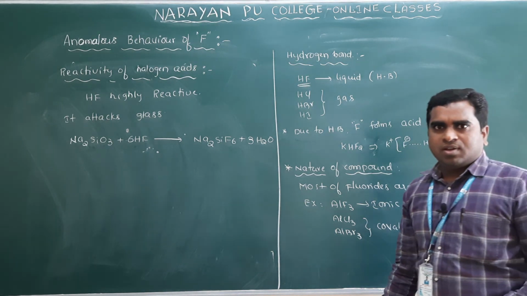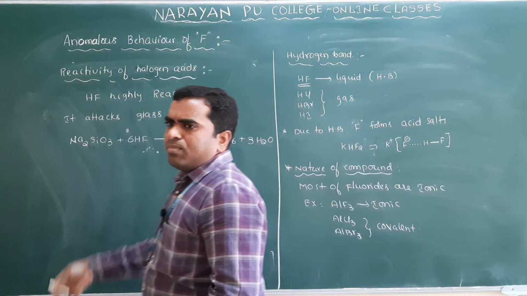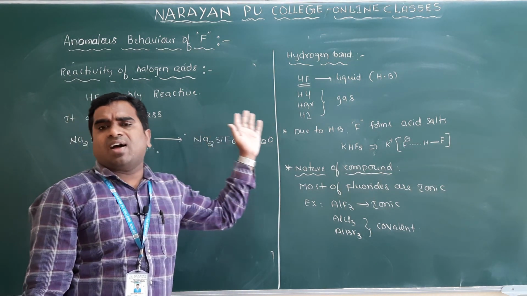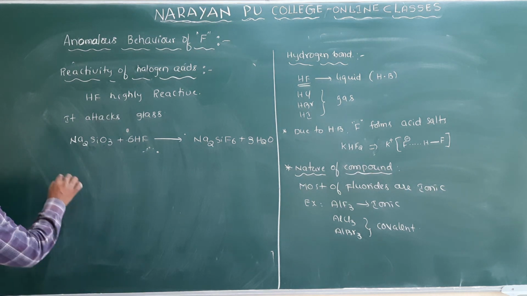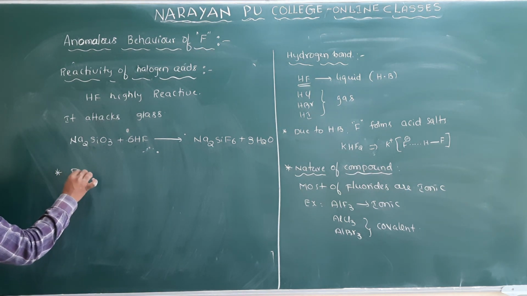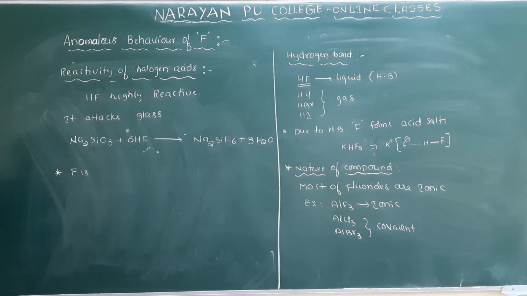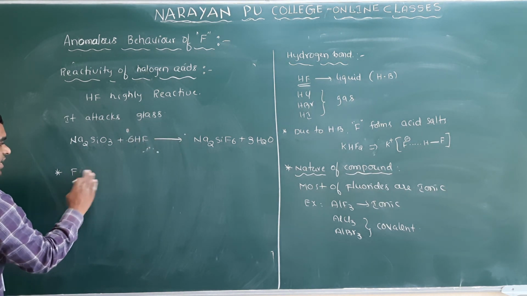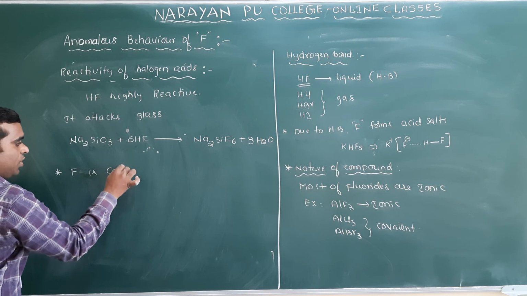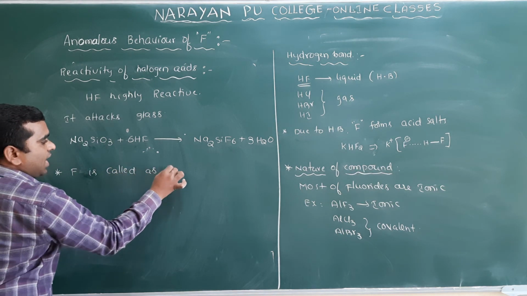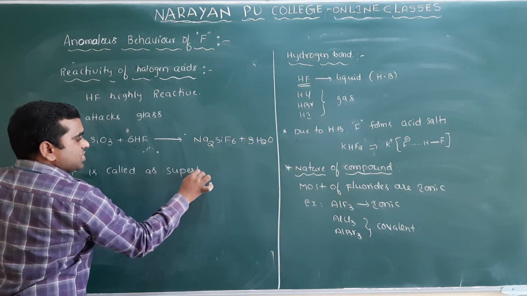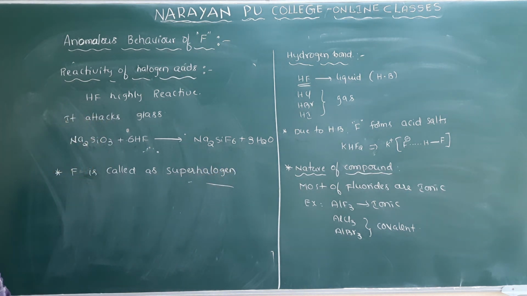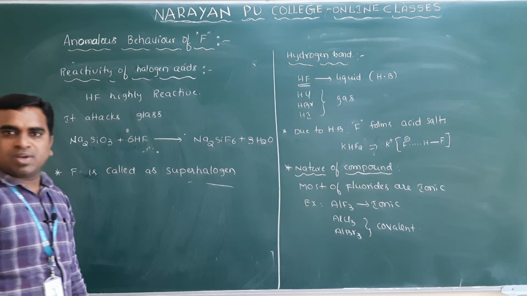And also oxidizing power: you know that fluorine is the most powerful oxidizing element compared to the others. Okay? So these are some differences. We have the different behavior of fluorine compared with the other halogens. So that's why we call fluorine a super halogen. Because of all these properties, fluorine is called a super halogen.